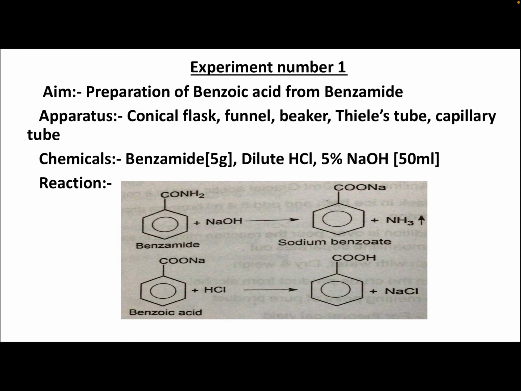So the reaction is, first of all, benzamide reacts with NaOH to give sodium benzoate. This sodium benzoate, on reaction with HCl, when we add dilute HCl, gets converted into benzoic acid. This is the preparation of benzoic acid from benzamide.